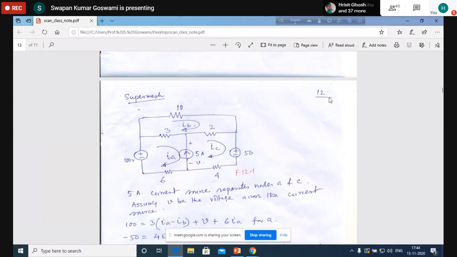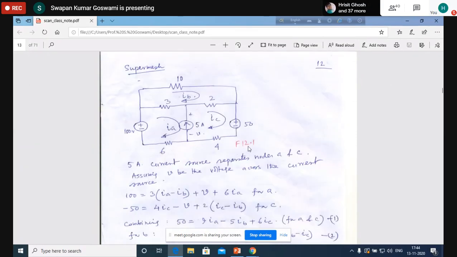Okay, so figure page number 12 and the figure number is F12.1. The figure number is given the same as the page number, and then .1, .2 for different figures. Here we have a very simple circuit again.